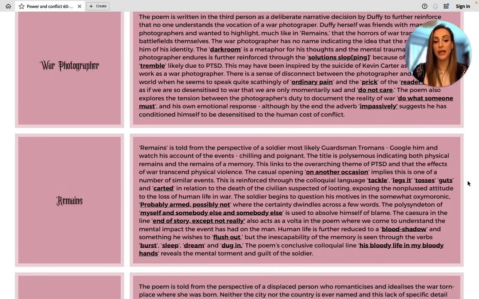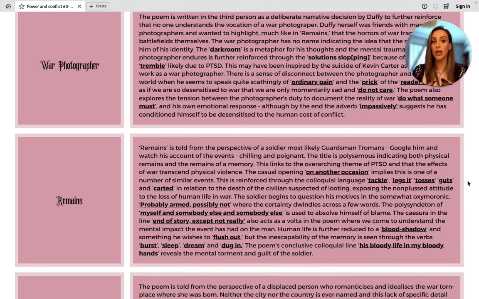The soldier begins to question his motives in the somewhat oxymoronic "probably armed, possibly not", where the certainty dwindles across a few words. The polysyndeton, that's a list that is joined with ands or other conjunctions, "myself and somebody else", is used to absolve him of blame. The caesura in the line "end of story, except not really" also acts as a volta in the poem.